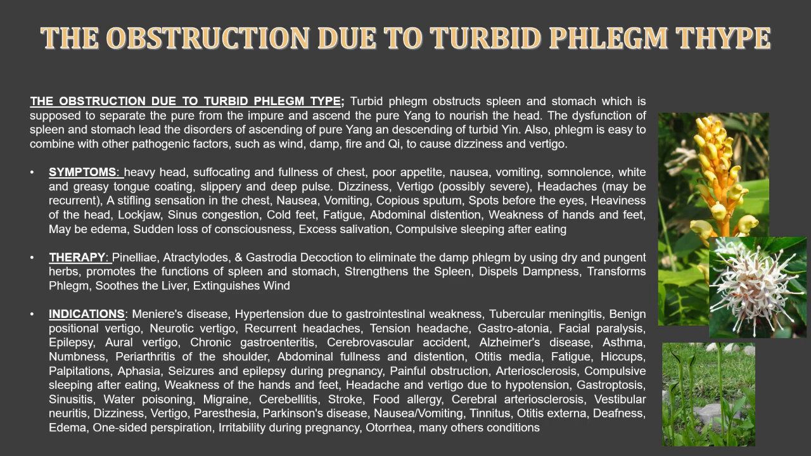The vertigo or dizziness can also come from the so-called turbid phlegm type. The turbid phlegm obstructs the spleen and stomach, which is supposed to separate the pure from the impure and ascend the pure yang to nourish the head. The dysfunction of the spleen and stomach leads to disorders of ascending of pure yang and descending of turbid yin. Also, the phlegm is easy to combine with other pathogenic factors such as wind, damp, fire and qi to cause dizziness and vertigo. Symptoms here: heavy head, suffocating fullness of chest, poor appetite, nausea, vomiting, somnolence, white and greasy tongue coating, slippery and deep pulse.